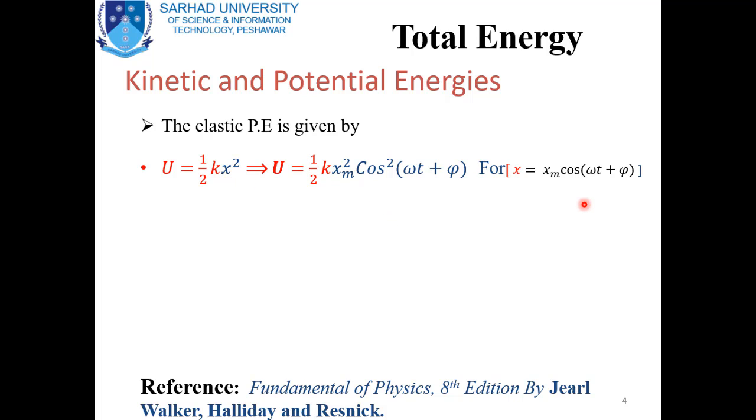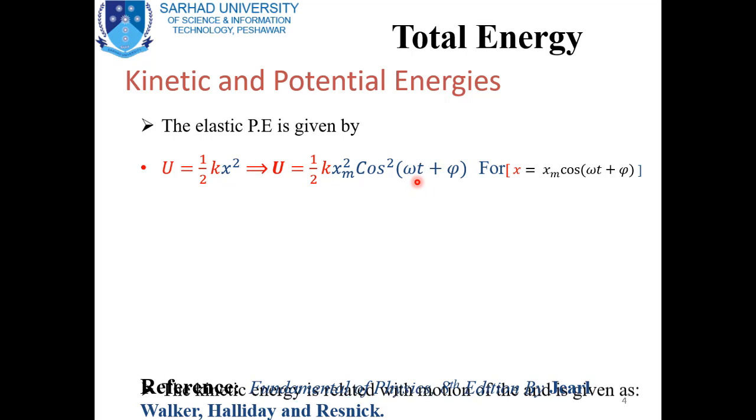As in the previous lecture, the instantaneous displacement is equal to xm cos(omega t plus phi). When we insert the value of this instantaneous displacement over here and share the square between the amplitude term and the oscillating term, our potential energy will be equal to half k xm square cos square(omega t plus phi). So this is the potential energy of the simple harmonic oscillator, which depends upon position and time.